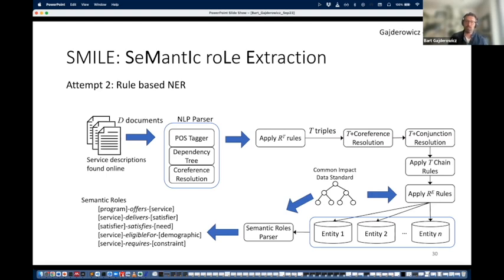We created chained rules to actually connect different triples together, so we can have more complex statements like St. Mary's Church offers housing for homeless youth, right? So we can chain these different concepts up through their relationships to identify what is being offered and to whom. And then that information was used to generate these semantic roles to actually understand who is providing what to whom, when, why, and so on.